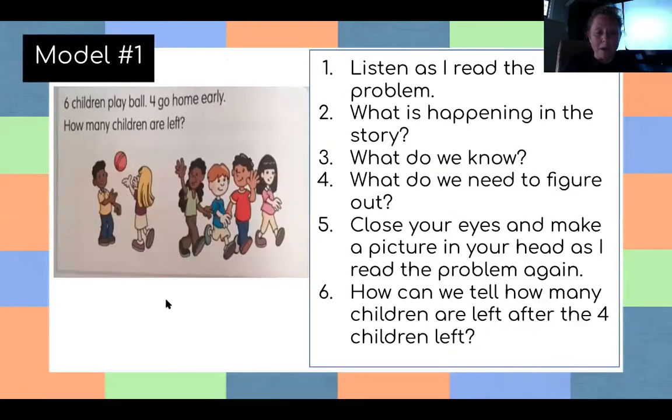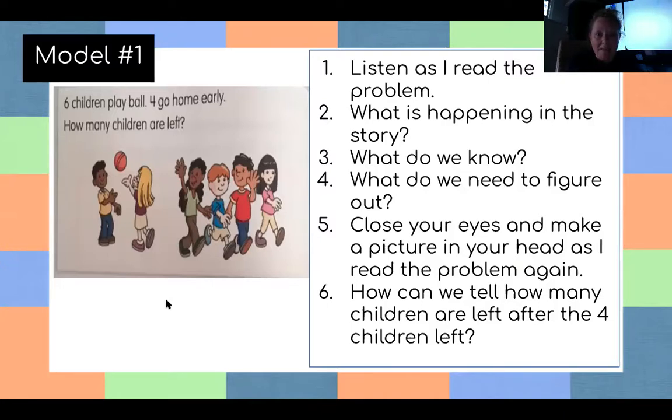So I'm going to model this strategy for you first. So step 1 is to listen as I read the problem. Here we go. 6 children play ball. 4 go home early. How many children are left? Let me read it one more time. 6 children play ball. 4 go home early. How many children are left?